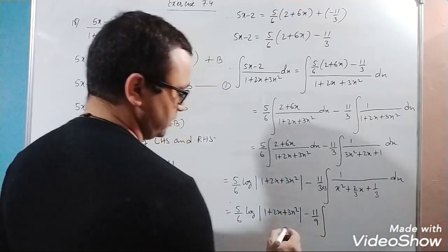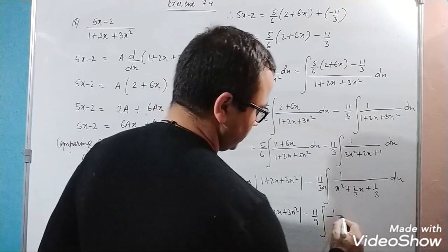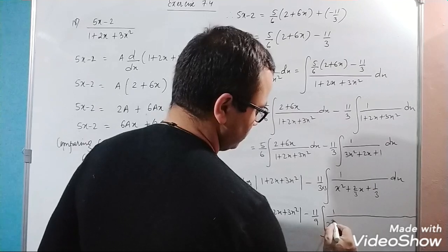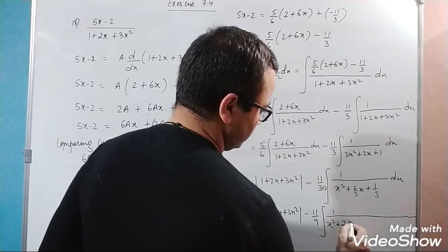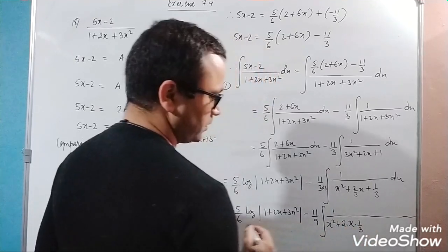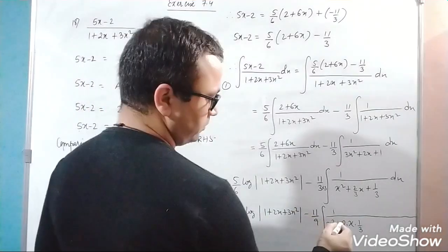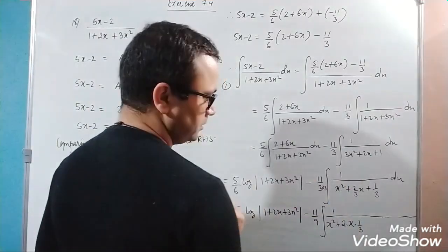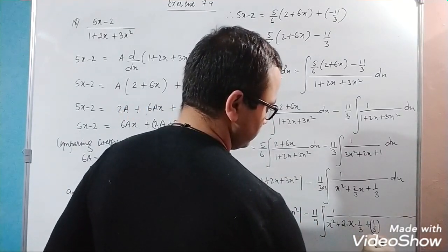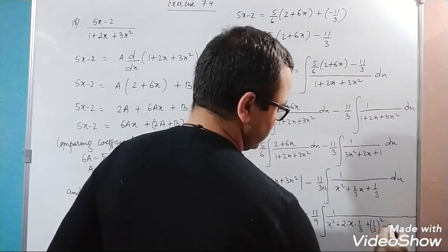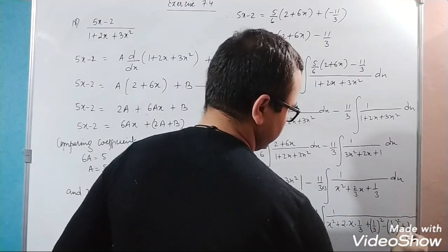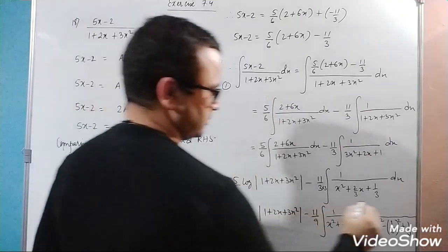Now completing the square. First we will find b. This equals a square, make it into a plus b whole square. A square plus 2 into a into b is 1 by 3, because if we multiply 2 into 1 by 3 we will get 2 by 3, plus b square, it is 1 by 3 whole square, minus 1 by 3 whole square, plus 1 by 3 dx.